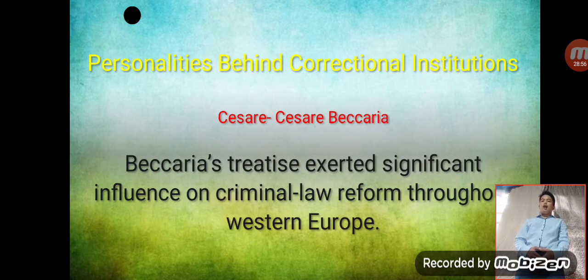So, in England, the utilitarian philosopher and reformer Jeremy Bentham advocated Beccaria's principles, and the Benthamite disciple Samuel Romilly devoted his parliamentary career to reducing the scope of the death penalty. Legislative reforms in Russia, Sweden, and the Habsburg Empire were influenced by the treatise. So, the legislation of several American states reflected Beccaria's thought. So, next slide.